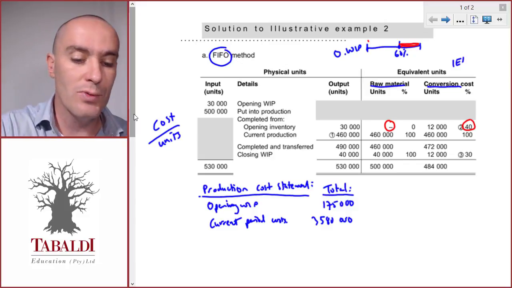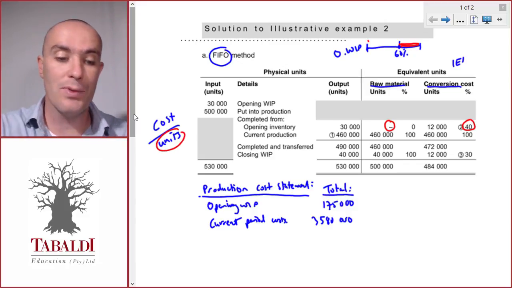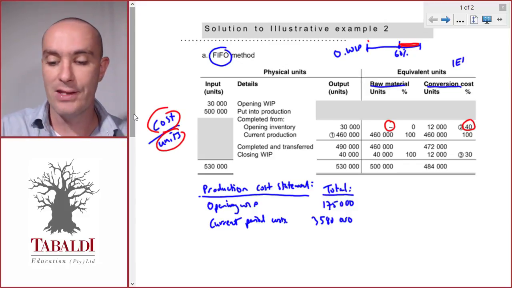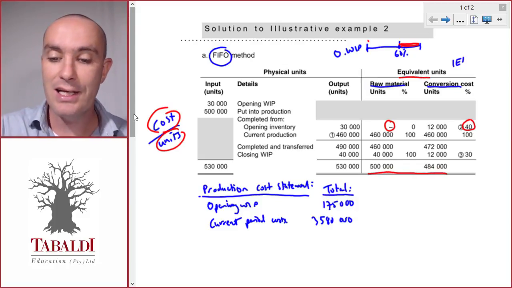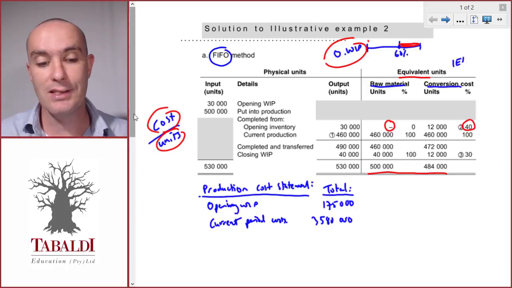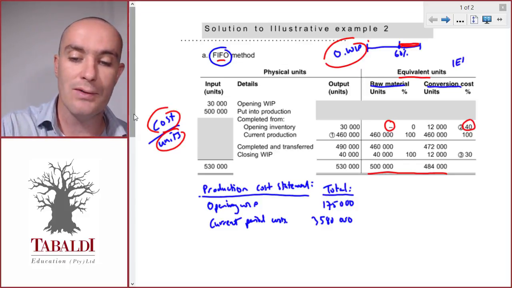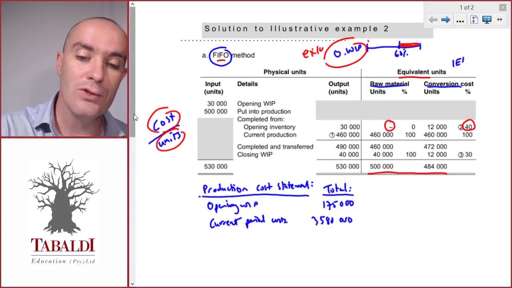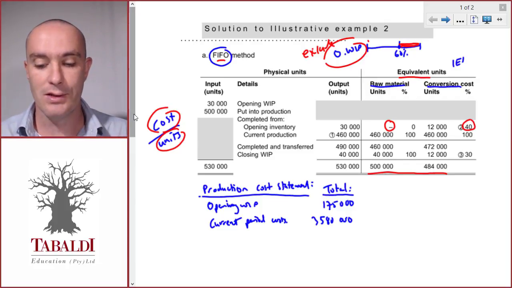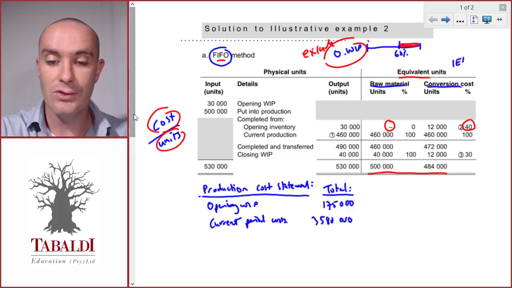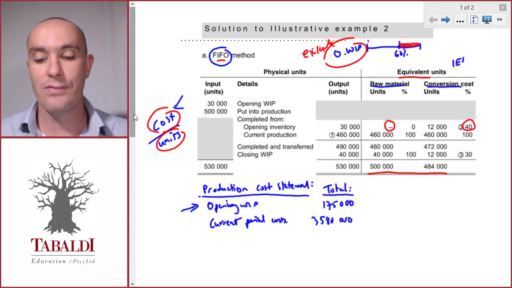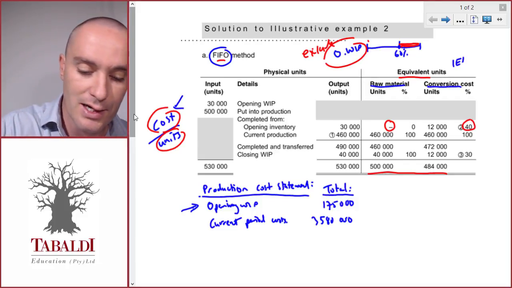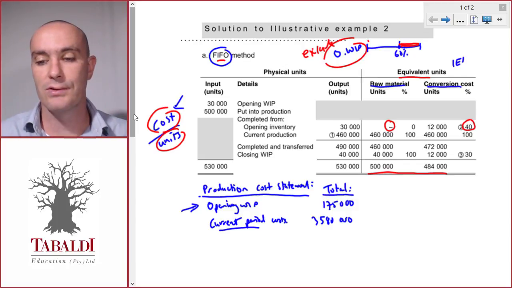So whatever units we use below, we have to use the corresponding cost above the line. And the units that we include are equivalent units and they exclude opening work in process. So that's important. For first in, first out method, we exclude opening work in process. So we need to exclude opening work in process from our costs as well above the line. So we'll only take our current period costs into account.